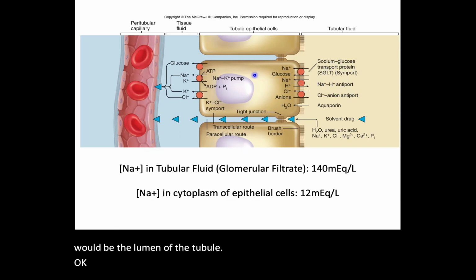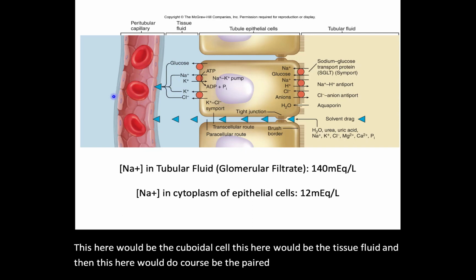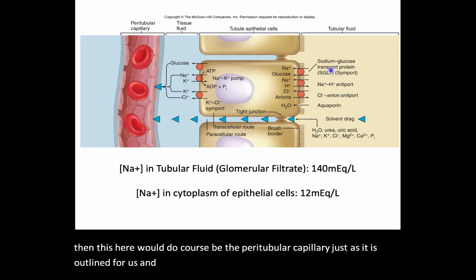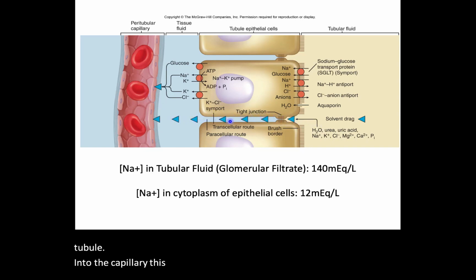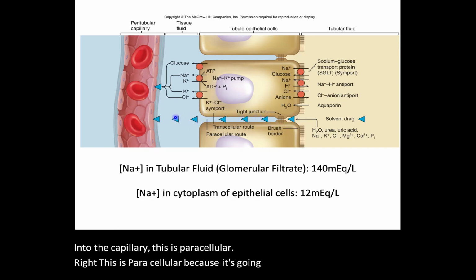This here would be the cuboidal cell. This here would be the tissue fluid. And then this here would, of course, be the peritubule capillary, just as it is outlined for us. And so transcellular, again, is going from the lumen of the tubule into the capillary. This is paracellular, because it's going in between the cells.